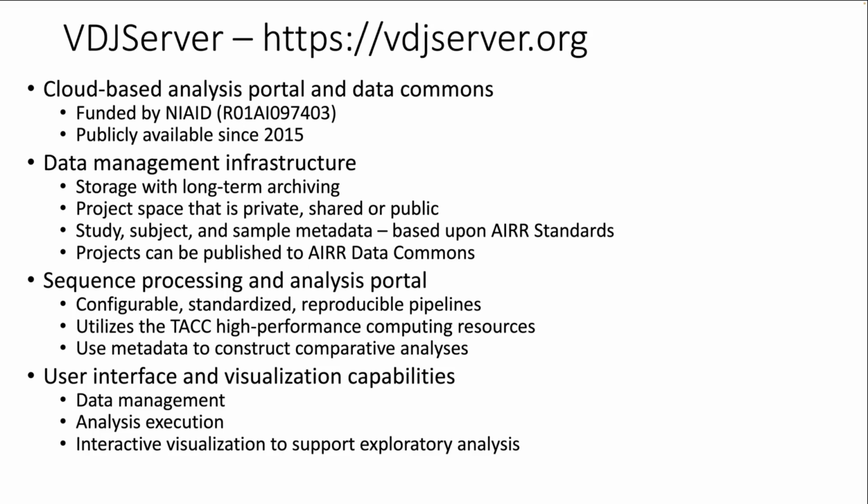It has sort of three main parts to it. One is a data management infrastructure. Essentially it allows you to load up your sequencing data, your immune repertoire sequencing data, and keep it in private project areas. You can share those with lab members, and when you get to publication, you can make that data and analysis available. What we've been working quite a lot on in a few years is working closely with the Air community to follow the Air standard.